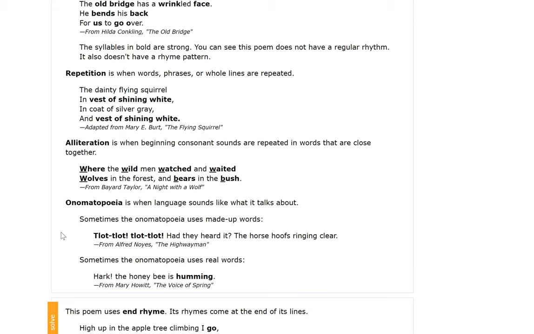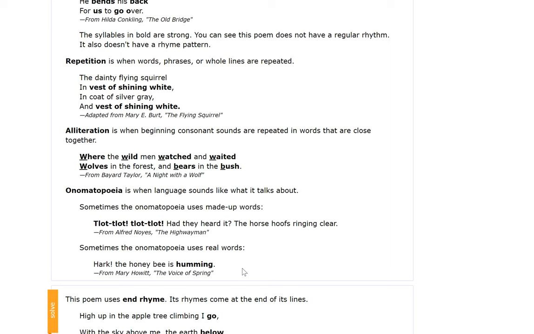The example they give you, it goes, "Tlot, tlot, tlot, tlot, had they heard it, the horse hooves ringing clear." So sometimes onomatopoeia also uses real words. It says, "Hark, the honeybee is humming." So humming is onomatopoeia because it almost sounds like humming. The actual word humming sounds like humming.